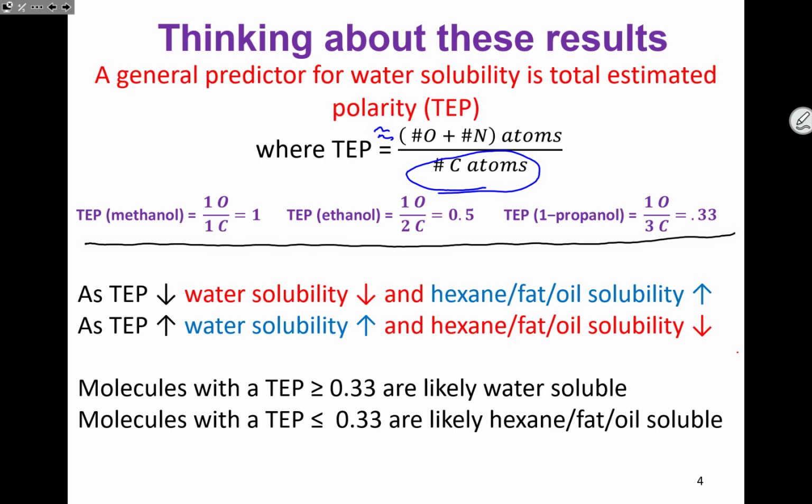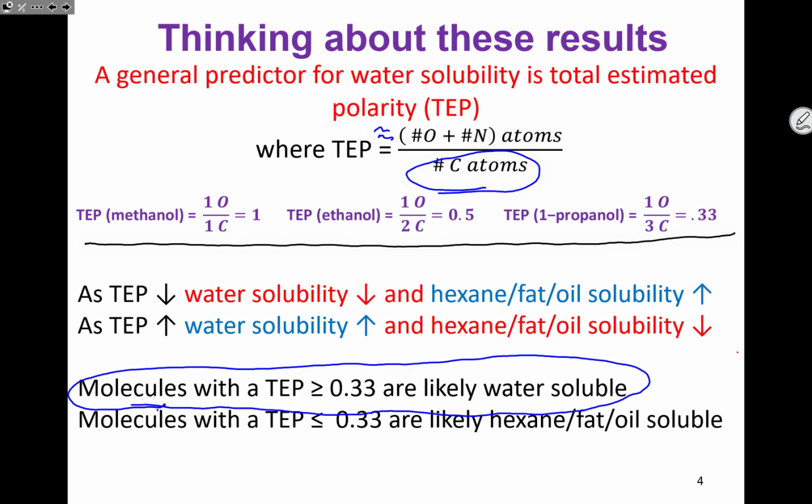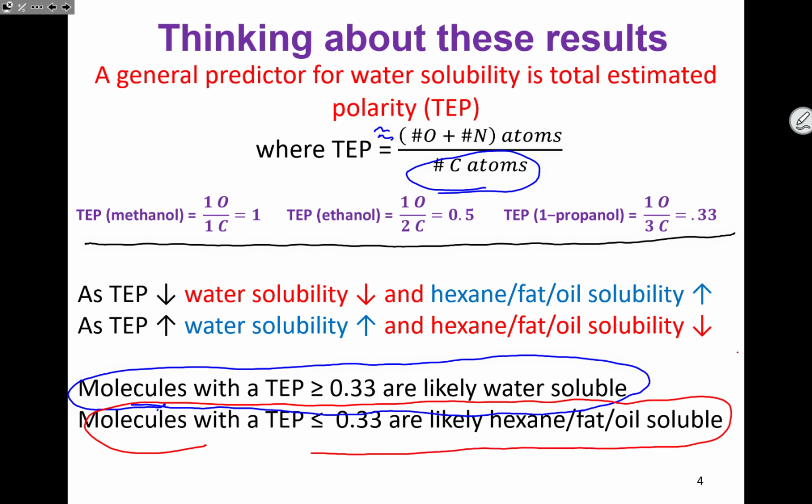So using this, I predict that molecules with a TEP of greater than or equal to 0.33 are likely to be water soluble. Well, what's the converse of that? If something's not water soluble due to this growing chain, then it's going to be soluble in nonpolar solvents. So I can also use TEP to predict which molecules would be soluble in nonpolar solvents. Molecules with a TEP of less than or equal to 0.33 are likely hexane, fat, or oil soluble. Those are all nonpolar solvents.